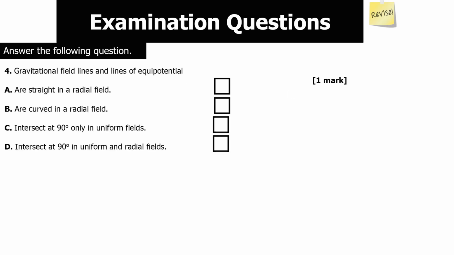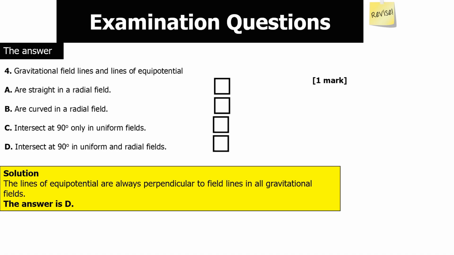The answer is B. The next question says gravitational field lines and lines of equipotential, and then you've got to finish the sentence. Pause the video now, then unpause the video when you want to go through your answers. Right, the answer here is going to be D, because it's a fact that the lines of equipotential are always perpendicular to the field lines in all gravitational fields. By that logic, the only answer possible is D.